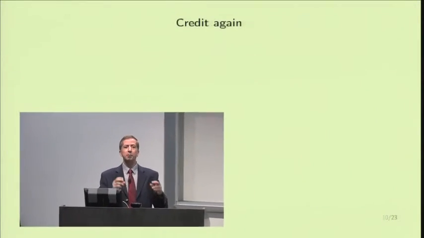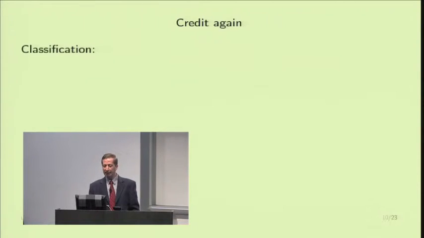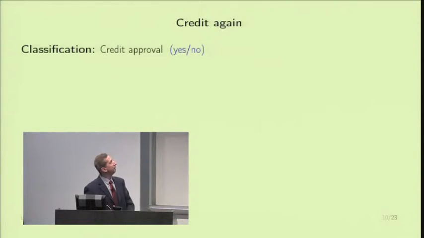So in order to build it up, we are going to use the credit example again in order to contrast it with the classification problem we have seen before. So what do we have? In the classification, we have the credit approval, yes or no. That's a classification function, a binary function, where the output is plus or minus one.